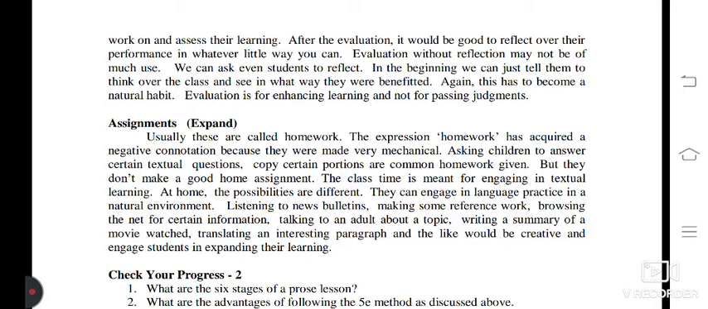They can engage in language practice in a natural environment, listening to news bulletins. So in this way, we can give listening to news bulletins, making some reference work, browsing the net for certain information, talking to an adult about a topic, writing a summary of a movie watched, translating an interesting paragraph, and the like would be creative and engage students in expanding their learning.